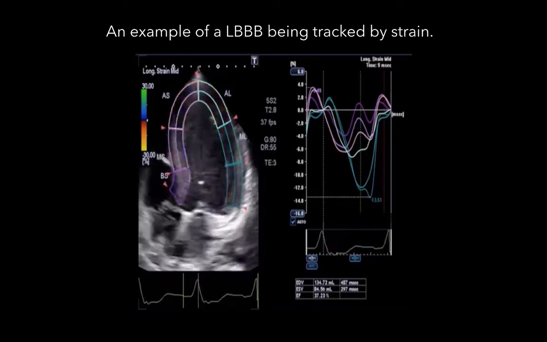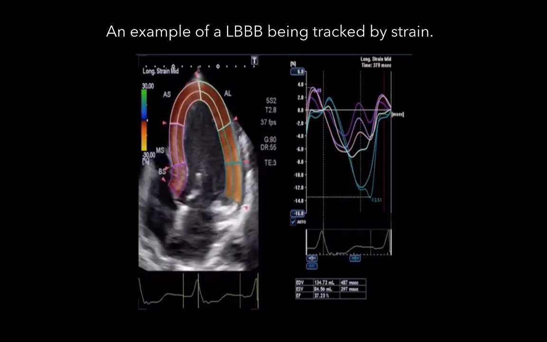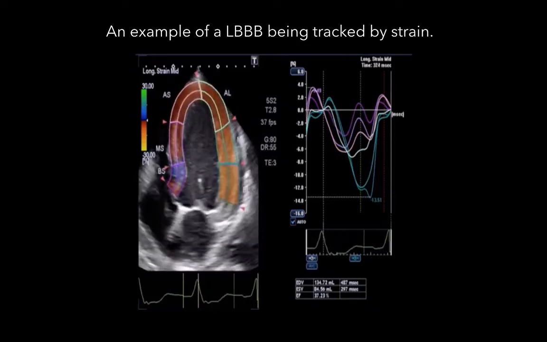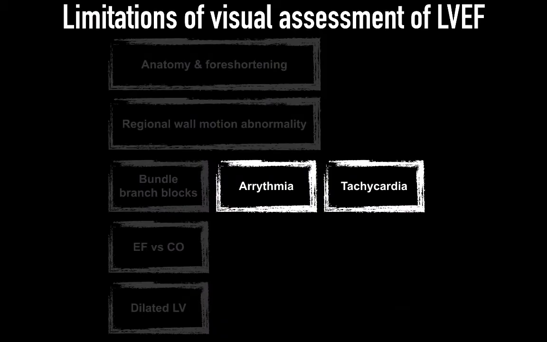The key message is to always refer back to the patient's rhythm and QRS when interpreting echo, and that should be looked at on a monitor or on the EKG leads of the patient on the echo machine. Next, move on to arrhythmia and tachycardia.